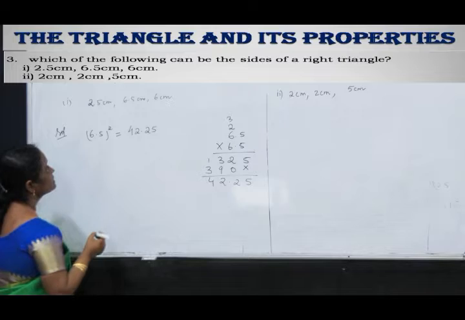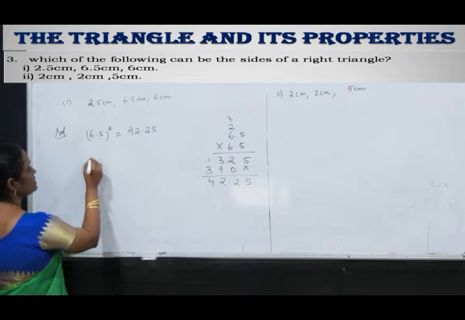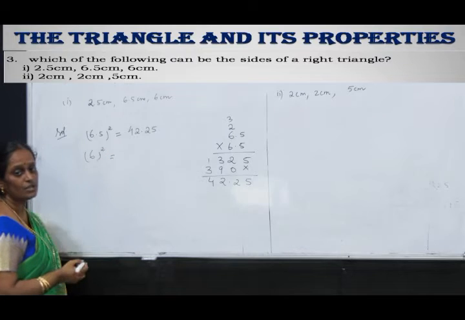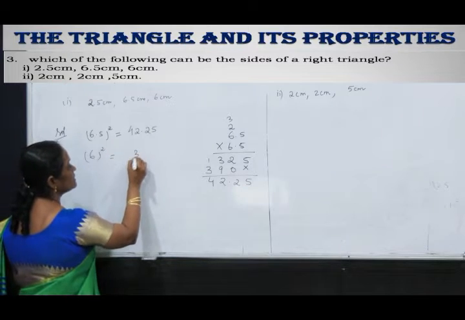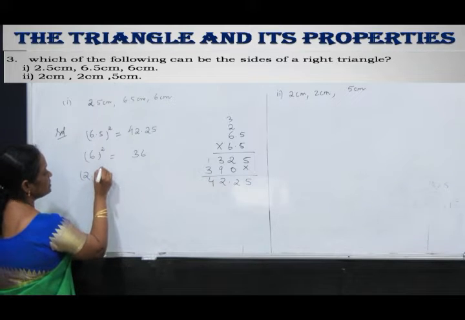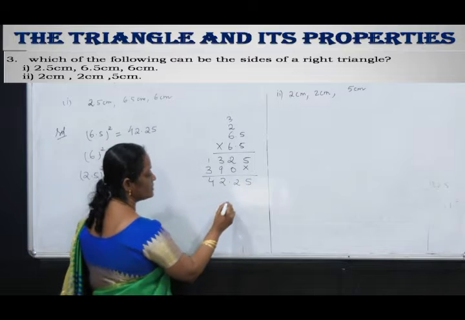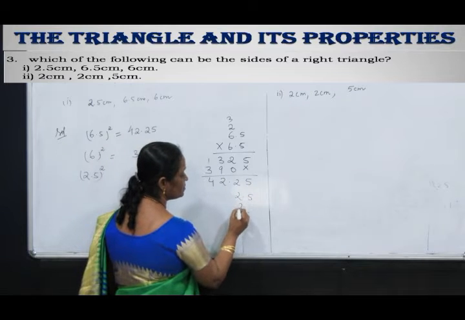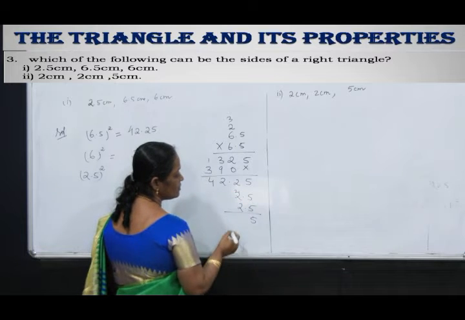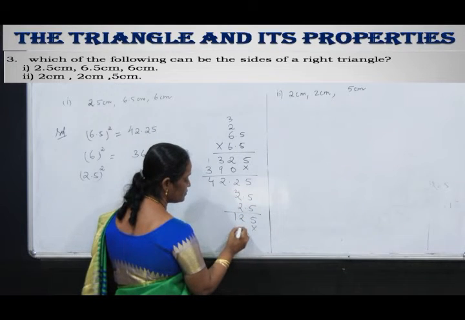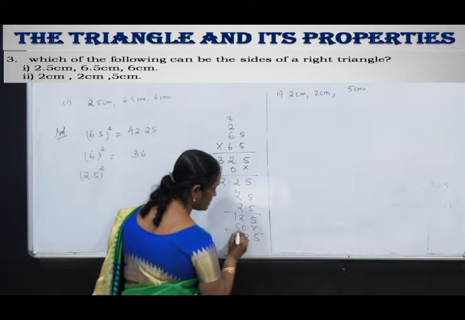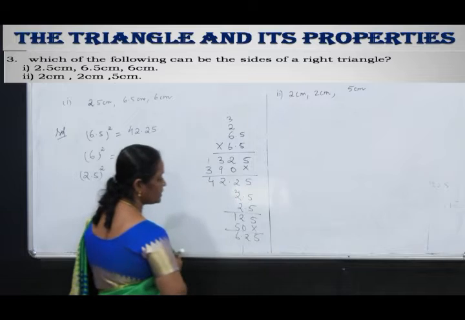Next, 6 centimeter. What is the square of 6? It is 6 into 6, that is 36. Next, the square of 2.5. 2.5 into 2.5. 5 5s are 25, 2 5s are 10, 10 plus 2 is 12, 2 5s are 10, 2 2s are 4. It is 6.25.